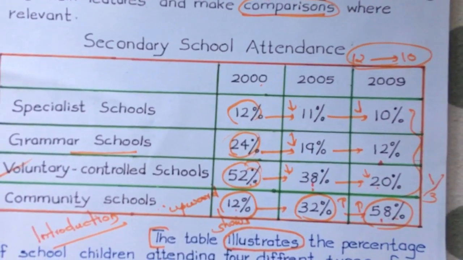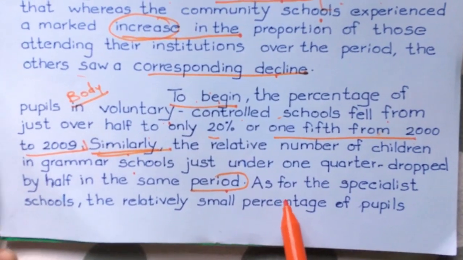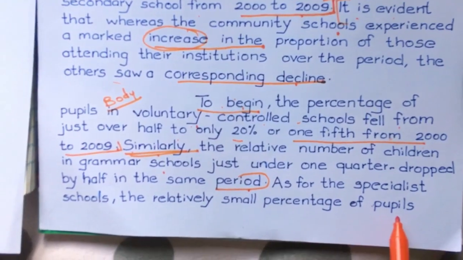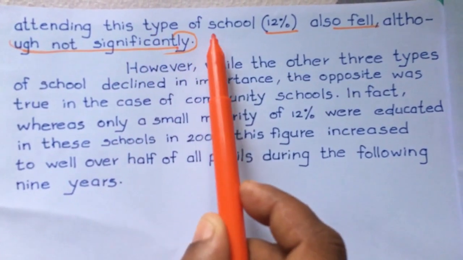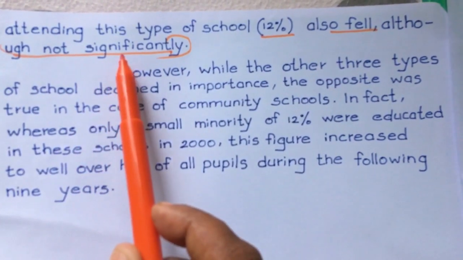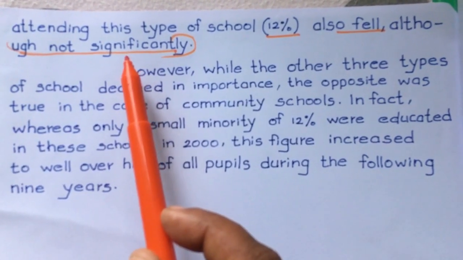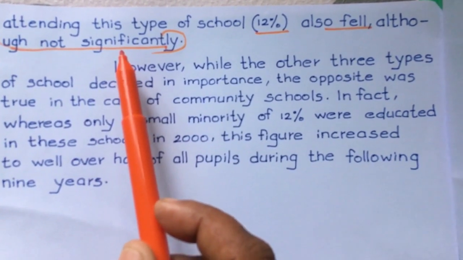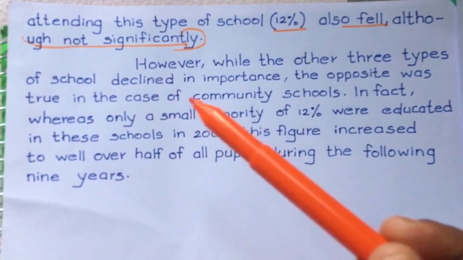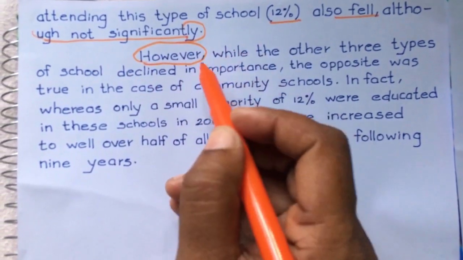I'll read that once again for you. As for the specialist school, the relatively small percentage of pupils attending this type of school, that is 12%, also fell, although not significantly. You got it. So the first major framework is done. Then the body of the paragraph is about the important details, and then let's move to the further details. However, so I am going to talk about something different over here.